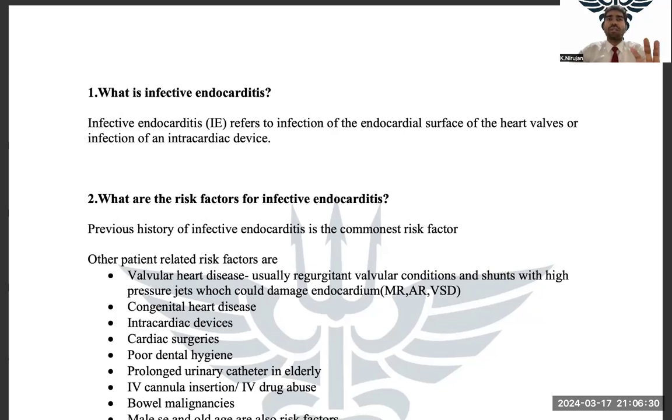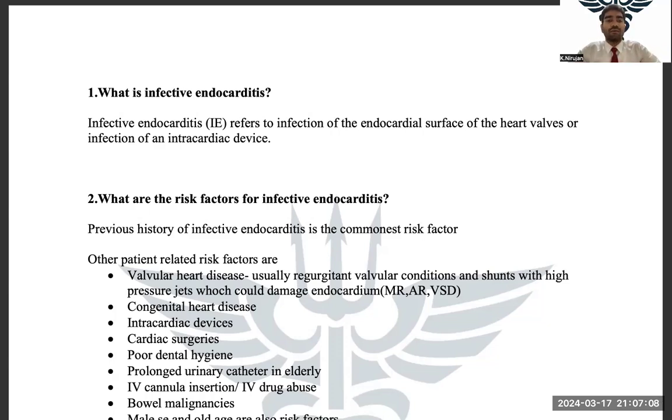So infective endocarditis is basically infection of the endocardial surface of the heart valves and also large vessels, not only the valves, the vessels, and it might also be the infection of an intracardiac device. The common mistake, or the common myth, is that it's only the infection of the valve. No, a large vessel, any endocardial surface of the cardiac structure can get infected. It may be a large vessel, it may be an intracardiac device. So it's basically an infection of the endocardial surface of the heart valve, vessel or a device. That's it, nothing more.